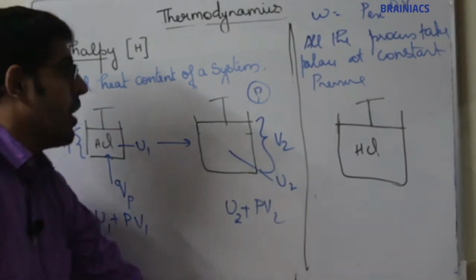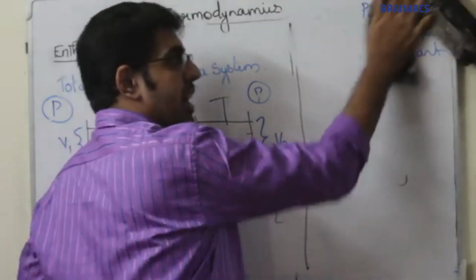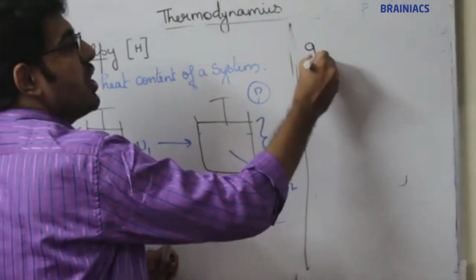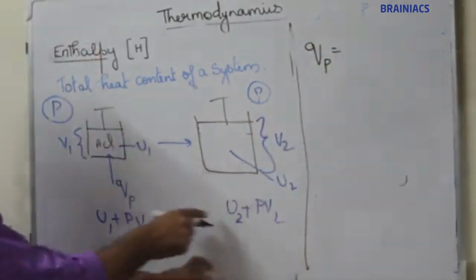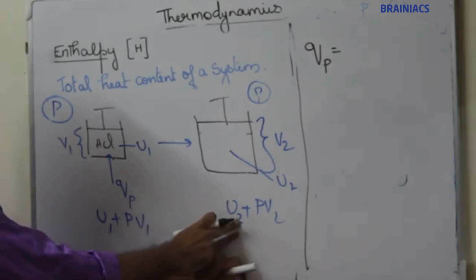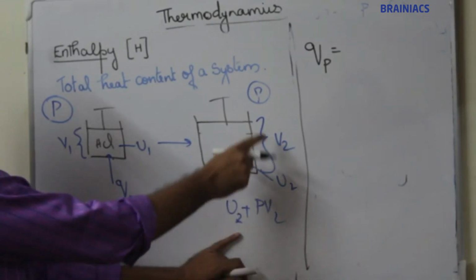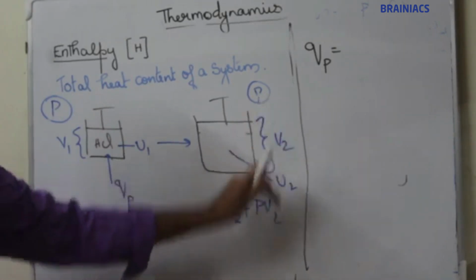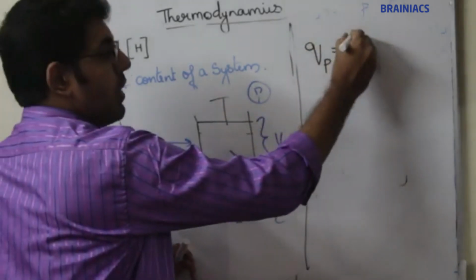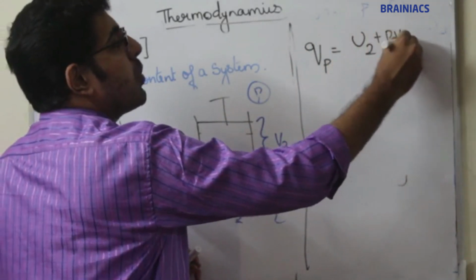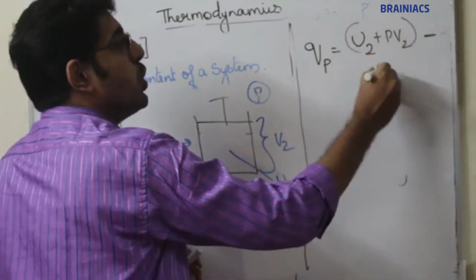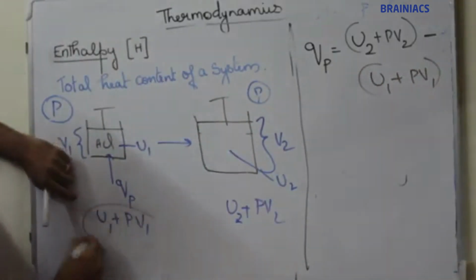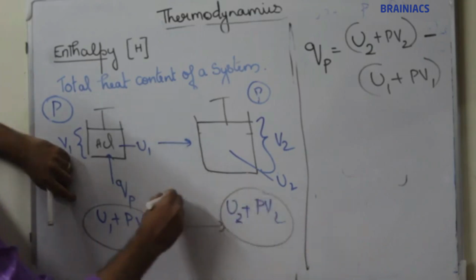Now, we can write that by supplying heat energy QP, the internal energy changes to U2 and the pressure volume energy changes to PV2. So QP is equal to U2 plus PV2 minus U1 plus PV1, because here U1 plus PV1 changes to U2 plus PV2 when we supply heat energy.